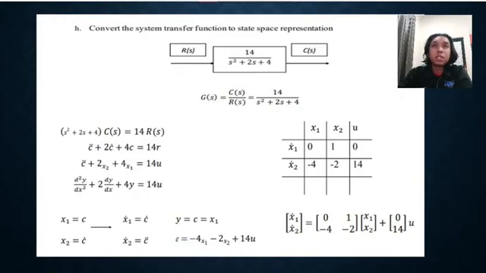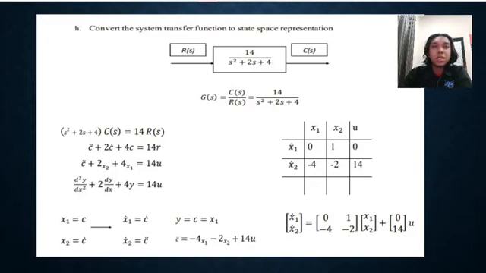So 2c dot will be changed into 2x2, and 4c will be changed into 4x1. Later I will explain it. And the 14r will be changed into 14u. Then we differentiate this equation, and it will be turned into d squared y over dx squared plus 2 dy over dx plus 4y equals 14u.